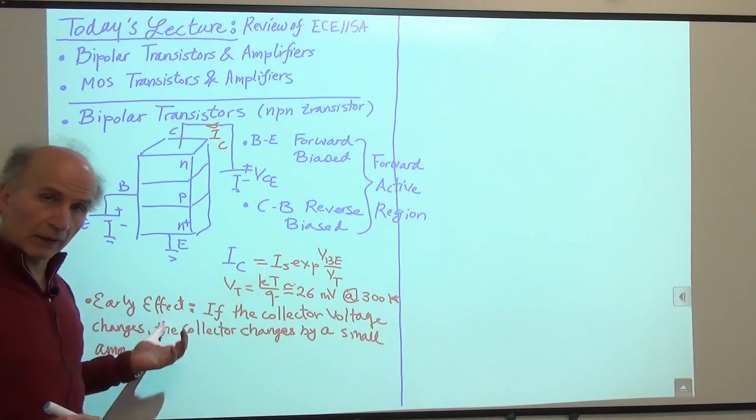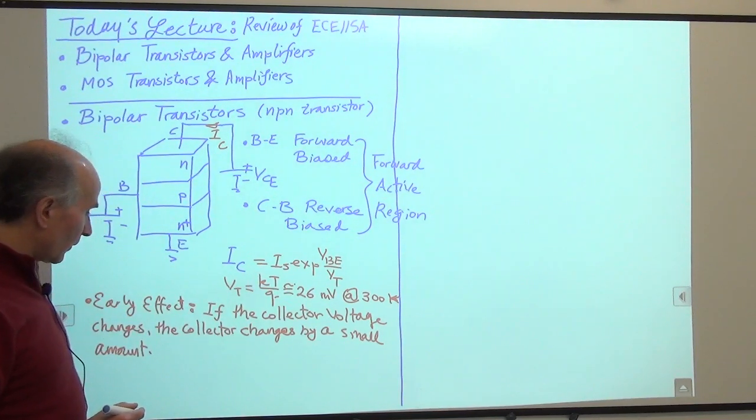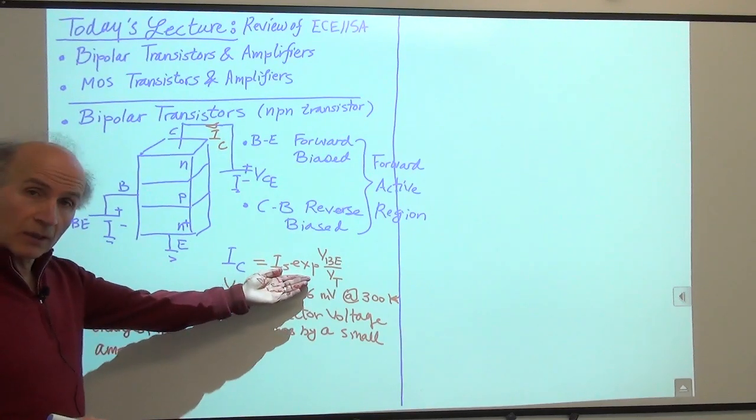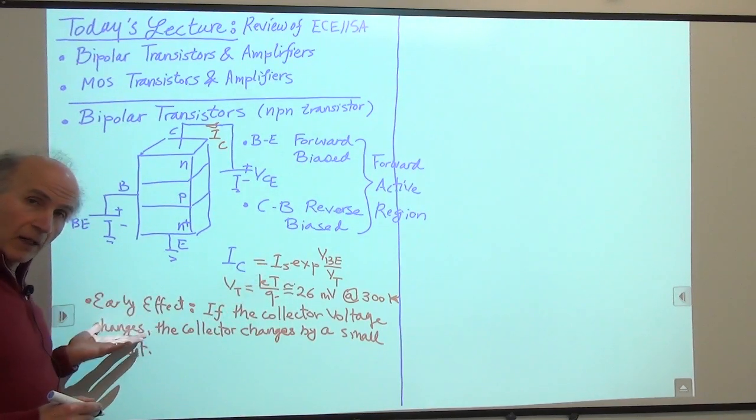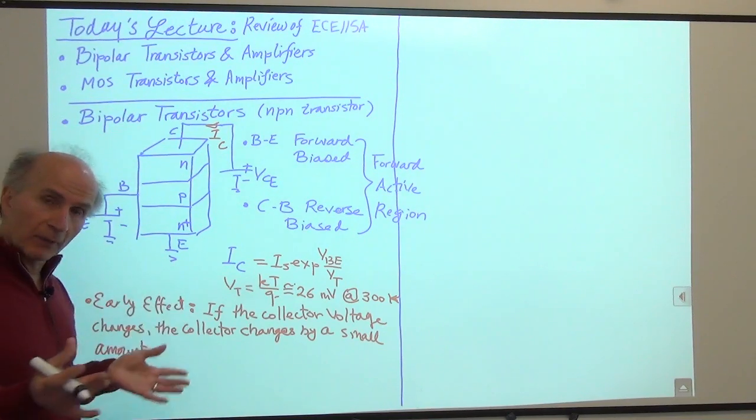Okay, that's called the Early effect. Someone named Early discovered this effect. So we have to modify this equation to reflect this phenomenon. And how do we do that? Well, we come up with a very simple modification.